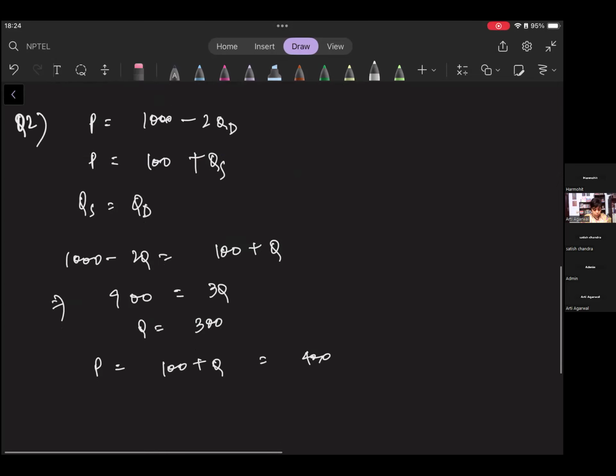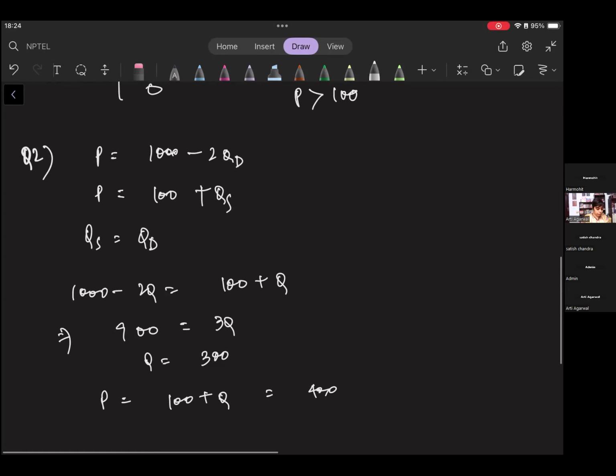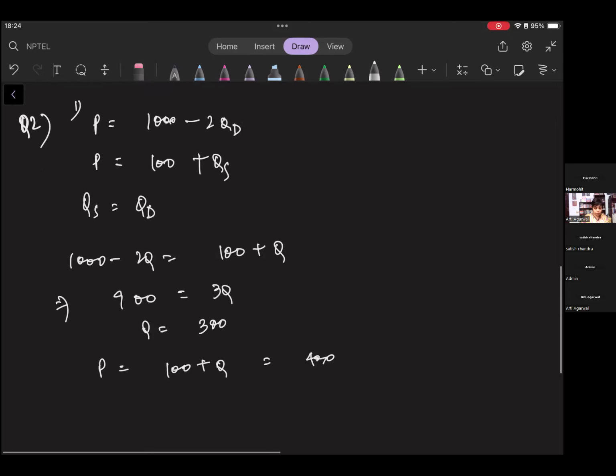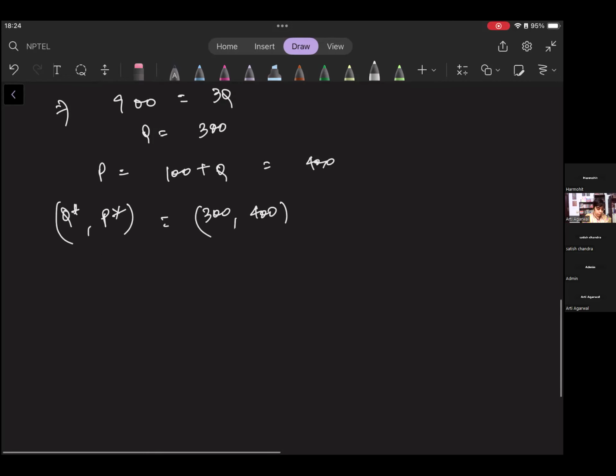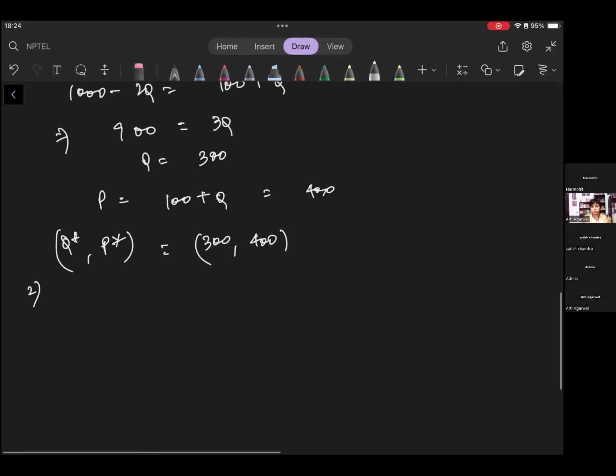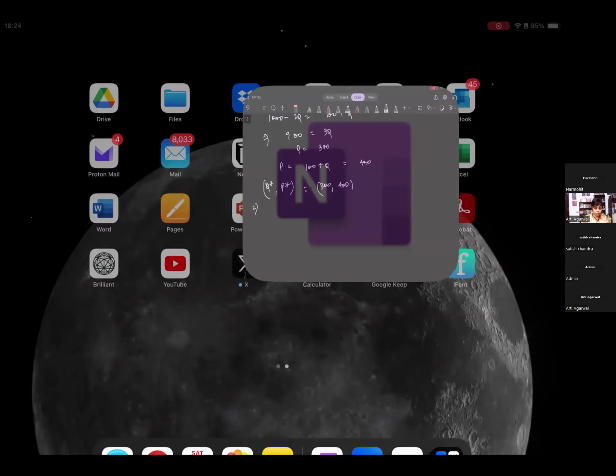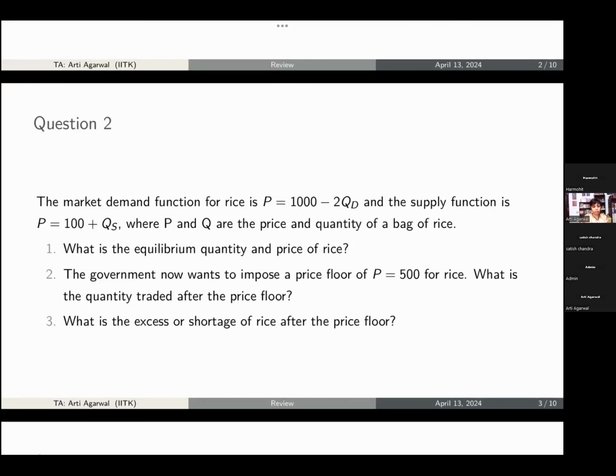Anyway, so the initial part is pretty easy. This is just the first sub part. Let's write this down: Q star, P star. Okay, let's go to the second part, which is the more interesting question. Now the government wants to impose a price floor of P, or you can write it as P bar, equal to 500 for rice.